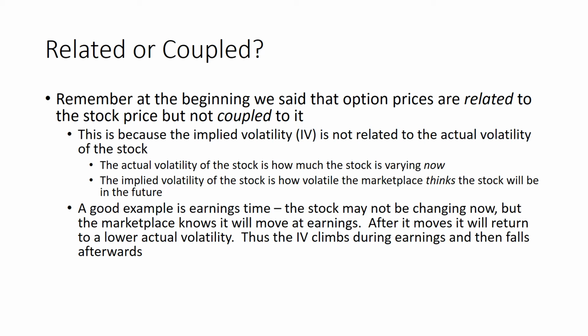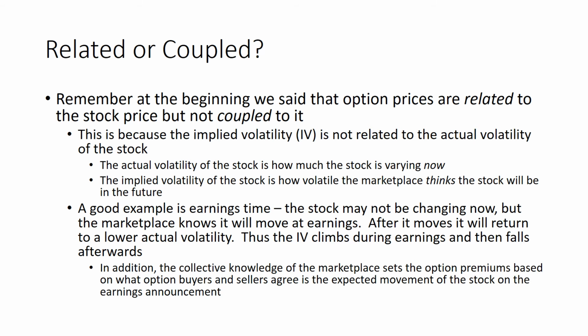So in this case, the implied volatility climbs during earnings because this is the expectation of future volatility, and then it falls again afterwards. And in addition, the collective knowledge of the marketplace sets the option premiums based on what option buyers and sellers agree is the expected movement of the stock on the earnings announcement. So this is why you can look at the price of the straddle coming into earnings and get an idea of how much the stock is likely to move.